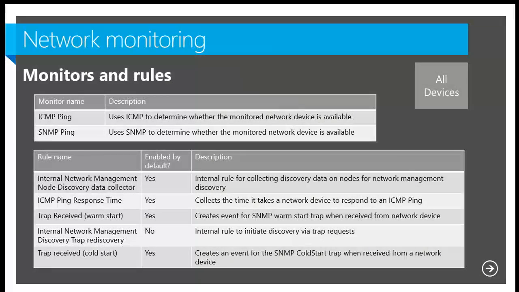So what do we do for all of our devices? Whether it's a generic or a specific device, whether it's supported or not supported, these are the monitors and rules you get out of the box. We'll do an ICMP ping. We want to make sure that it's just available by pinging it. We do an SNMP ping, which is like an SNMP get, to see that we can actually access the port through SNMP. So those are the monitors, and they'll give you an alert if they fail.